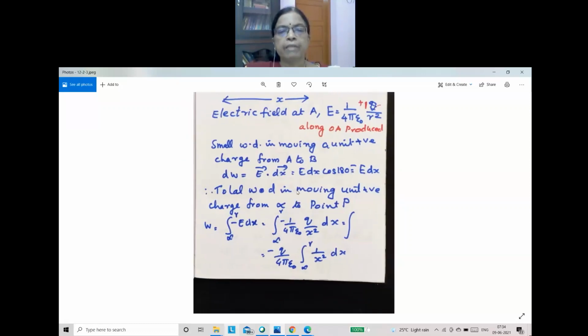Therefore, total work done in moving unit positive charge from infinity to the point P. Total work done, integrate the expression within the limit infinity to r, integral infinity to r of minus E dx. E is substituted as 1 by 4 pi epsilon 0 q by x square into dx.